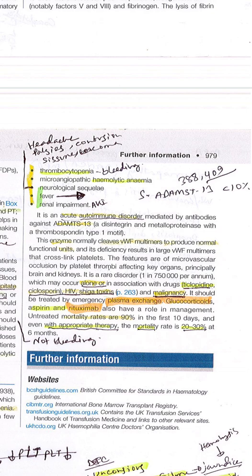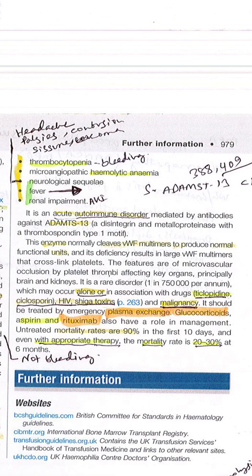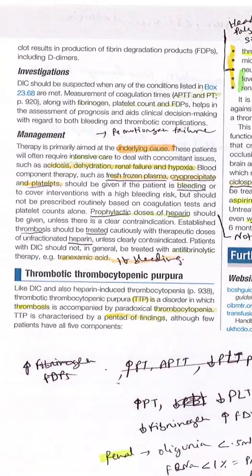It is a hematological emergency because in untreated cases mortality is 90% within 10 days, and with appropriate therapy mortality is 20 to 30% within 6 months. So it is treated by plasma exchange, and in severe or relapsing cases glucocorticoid, low dose aspirin, and rituximab. So if you want to revise with me again, you just listen.